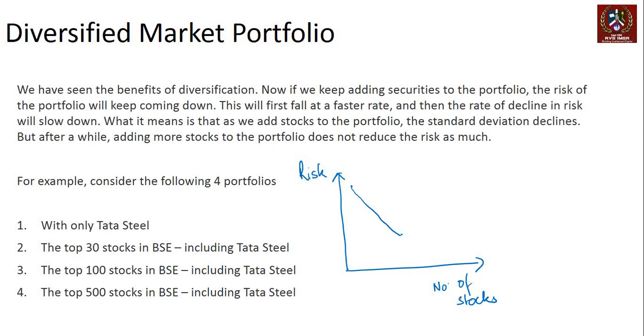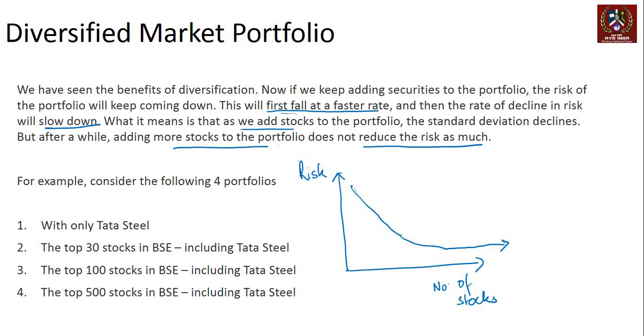But what would logically happen is that beyond a point, the rate of fall of the risk first starts at a faster rate and then slows down over a period of time, and then it stagnates. Logically, the risk cannot become zero when you have stocks in the portfolio because there will be some finite risk. So beyond a point, the curve would become flattish. When we add stocks to the portfolio, for a while the standard deviation falls, but if you keep adding more stocks, the reduction in risk is not as much.